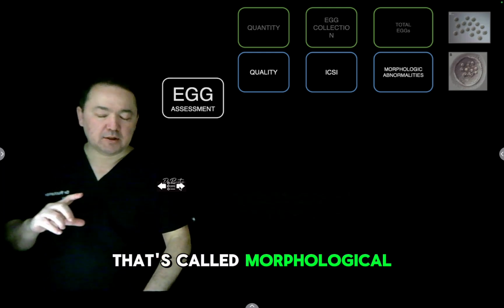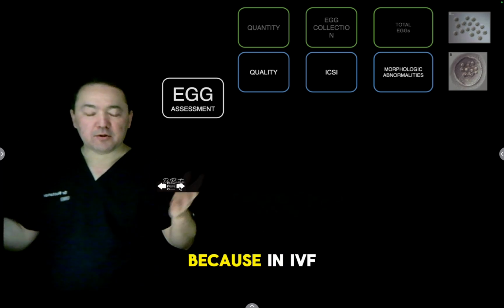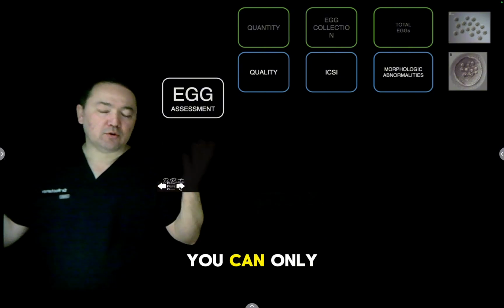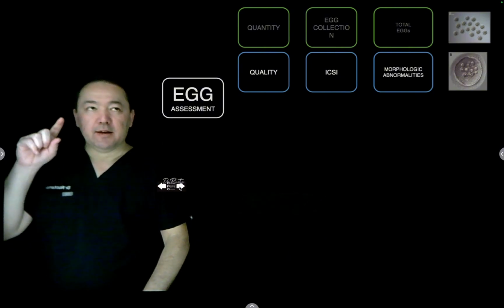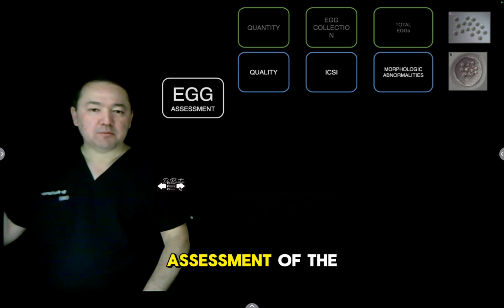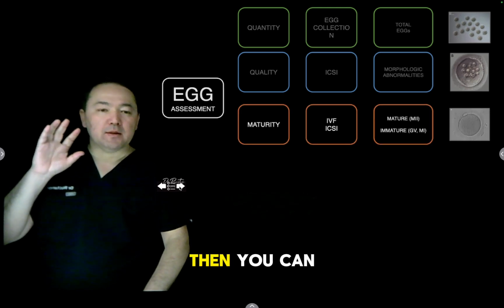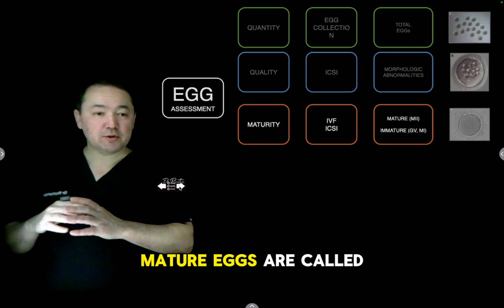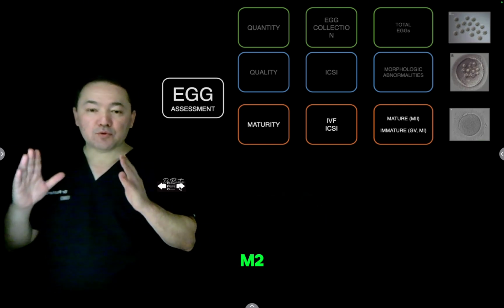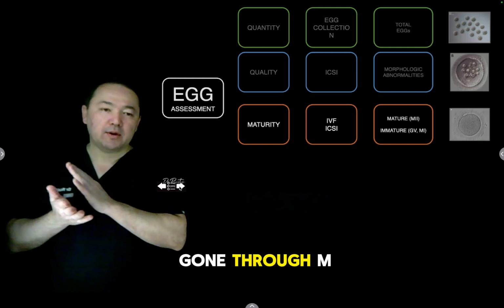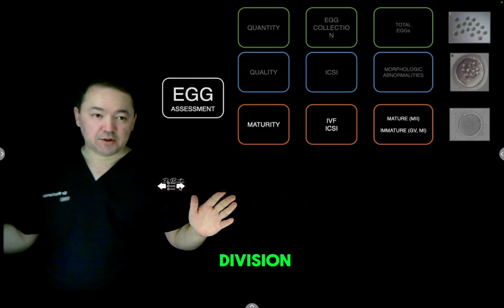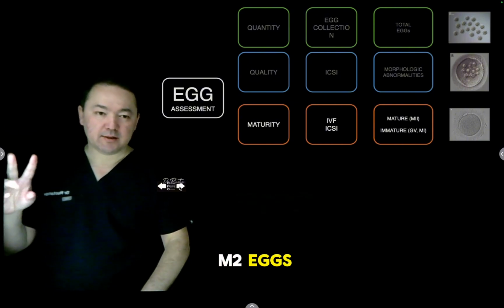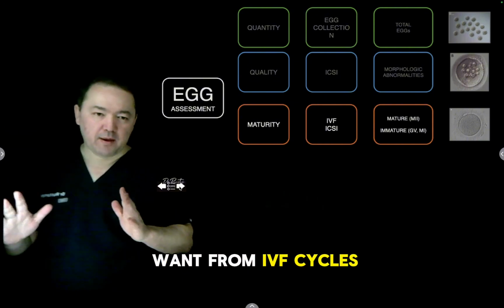That's called morphological assessment, which you cannot do in IVF, because in IVF you leave eggs with sperm overnight. The next day you can only check the maturity of the egg. One of the benefits of ICSI is the assessment of the quality of the eggs. Then you can check the maturity of eggs during IVF or ICSI. Mature eggs are called M2 because they have gone through metaphase 2 division, and they have a polar body, one single polar body. That's called M2 eggs. That's what we want from IVF cycles.